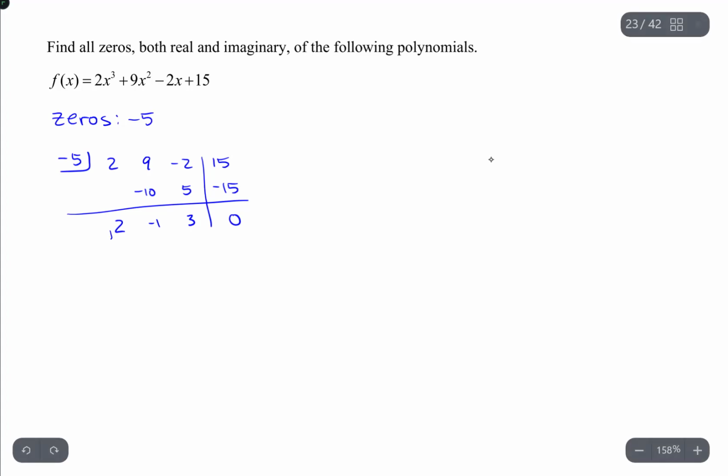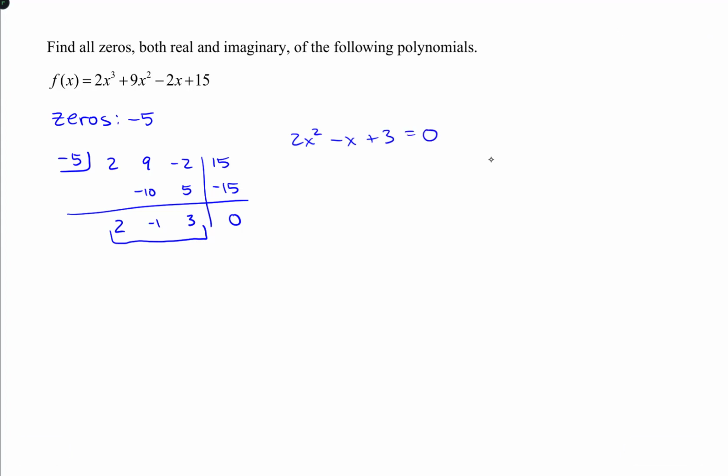Now, these coefficients make up a quadratic, which looks like 2x squared minus x plus 3 equals 0. And this is not going to factor, because if it were going to factor, we would have come up with those zeros on the graph. So we're going to need to use completing the square or the quadratic formula, something of that nature.